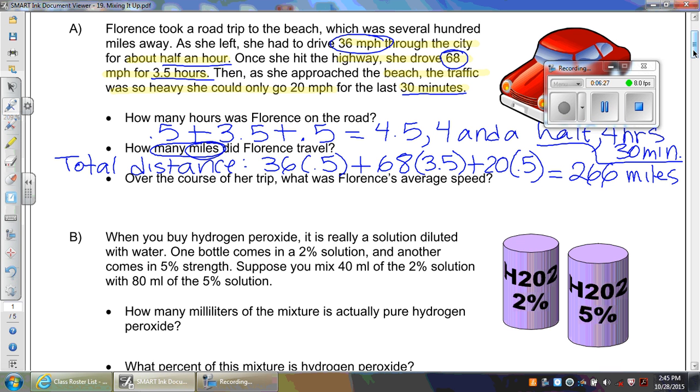Now, over the course of the trip, what was Florence's average speed? Now, again, the formula for speed is going to be distance divided by time. But now here we're talking about three different speeds, three different times, three different distance measurements. So what we're going to do is add those three. But before we do that, actually no, we're not going to add those three. I'm so sorry. We're going to use the total distance that she traveled.